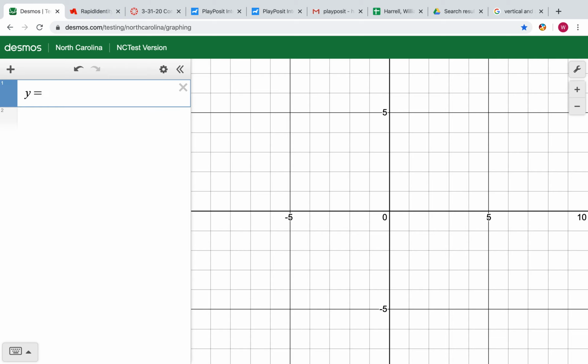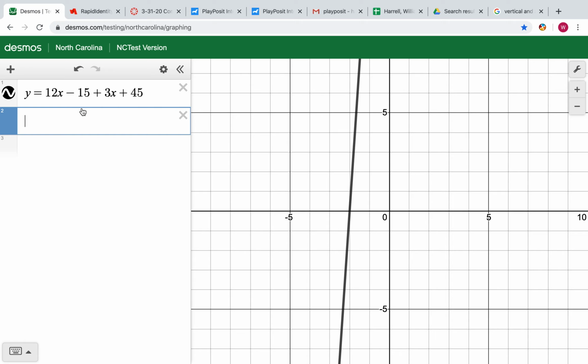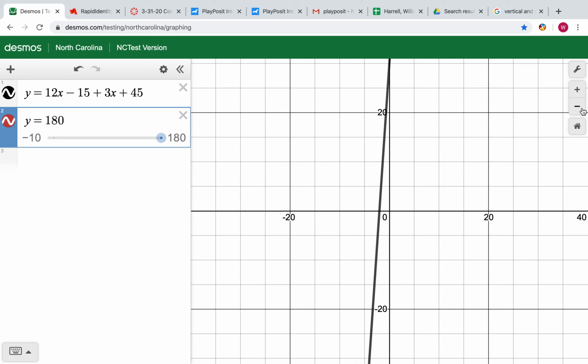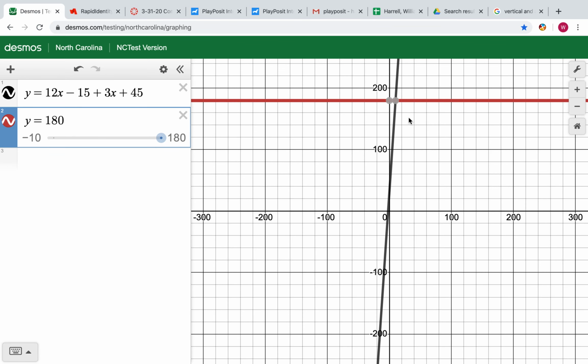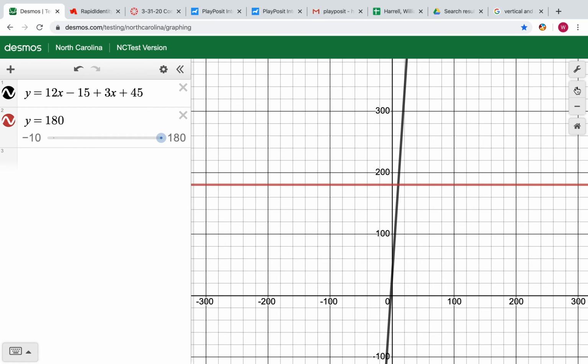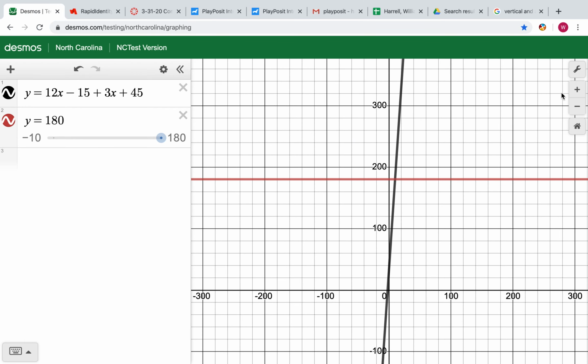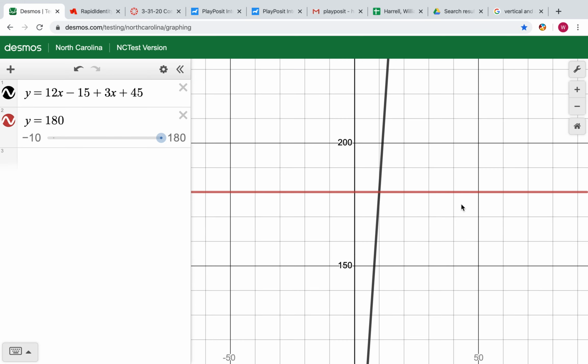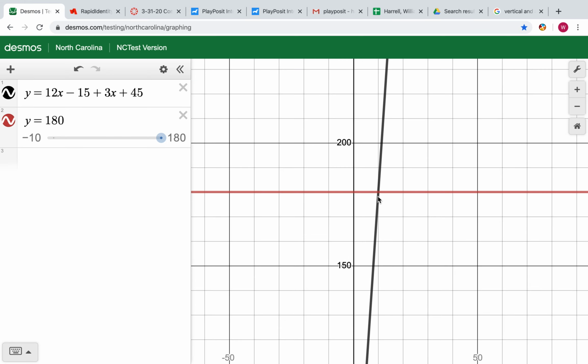And again, y equals 12x minus 15 plus 3x plus 45. I get to my equal sign, I stop, and I start a new y equals 180. Again, now I zoom out until I can see where my graphs intersect. When they do, I kind of put it in the middle. You can drag Desmos around, and then I zoom in and zoom in. And because it's a system, I want the x value where they intersect, which is 10.